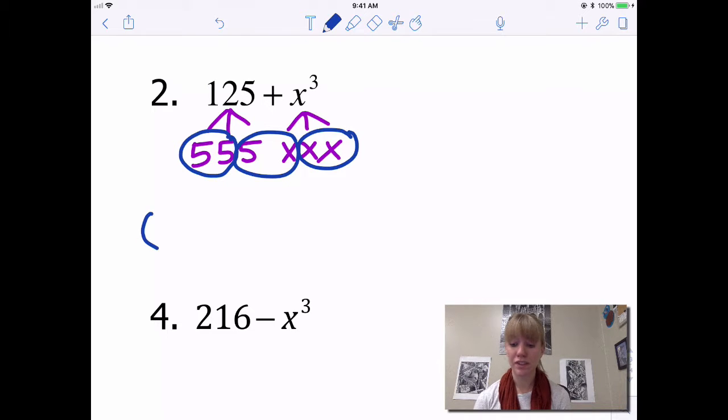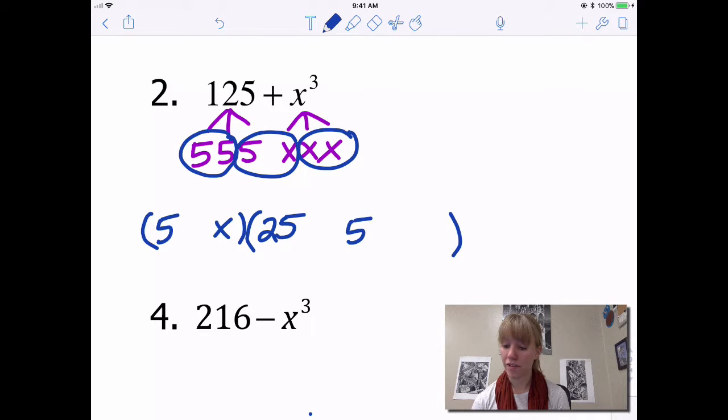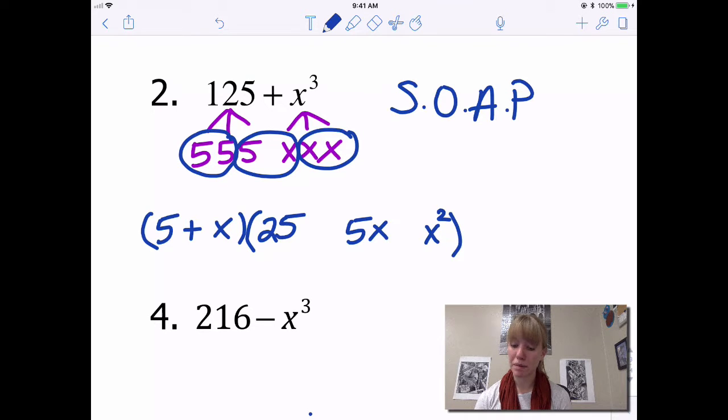And then when I make my 2 parentheses, the first parenthesis is always going to be the 2 things that are cubed. Keep it in the same order, 5 and x. And then in the second parenthesis, I'm going to have 25, a 5x, and an x squared. So I now do same, opposite, always, positive. So same is going to be plus, opposite is minus, always positive. You might be wondering, can you flip the order? Yes, because it's a plus in the middle, I could say x plus 5.